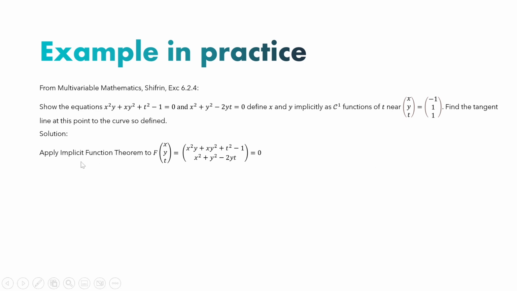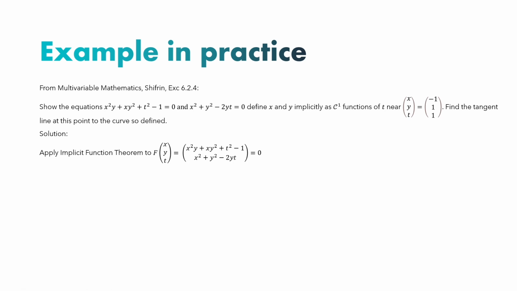We're going to, of course, apply the implicit function theorem to this function. So the function capital F of these three variables, x, y, t, is going to be given by the outputs of course given by these two equations. And then we're setting that equal to 0. In other words, we're setting each component equal to 0, as it's suggested here as well. We should note that (-1, 1, 1) is a root of this function.